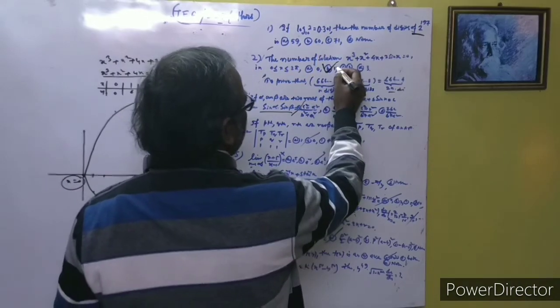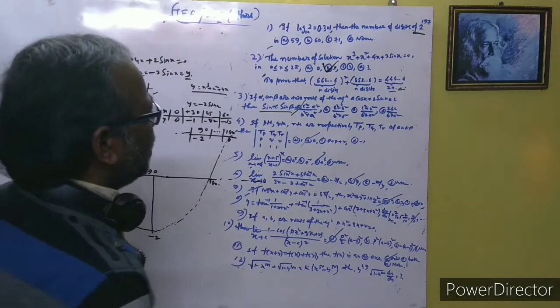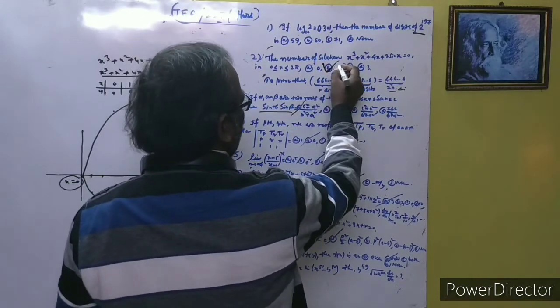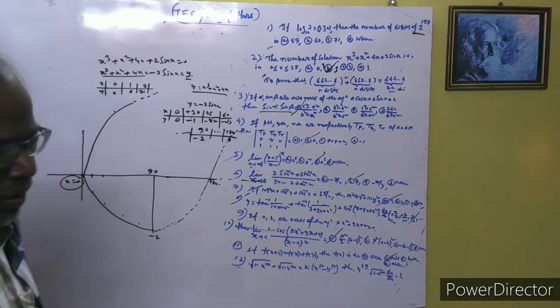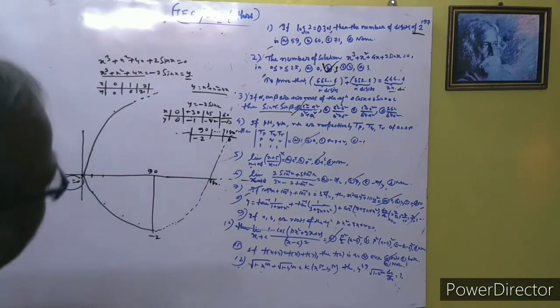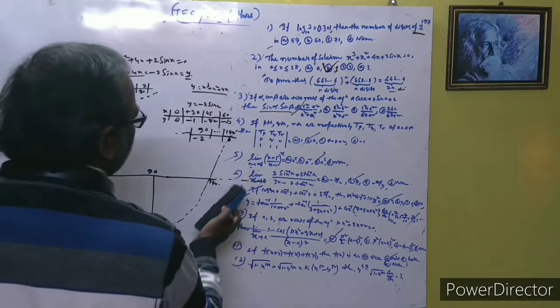This is the option B, one solution. Okay, here, one solution. How many solutions? This is one. Okay, this type of solution is a very important question for 2. Okay, now see the question number 3.